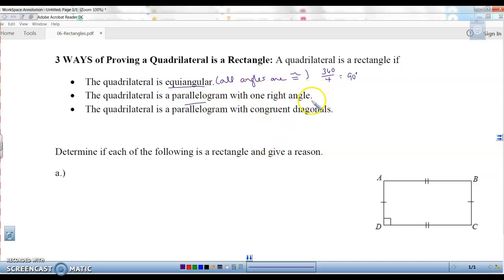This is the most common way of proving a rectangle. You first prove it's a parallelogram and then say it has one right angle. That's all you have to do.